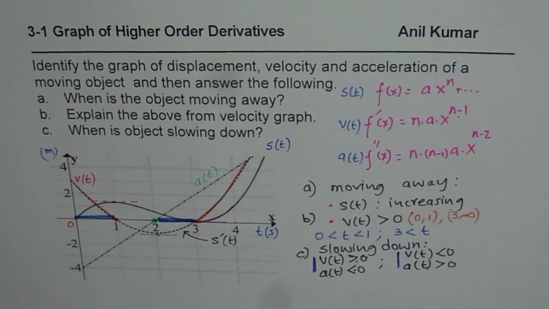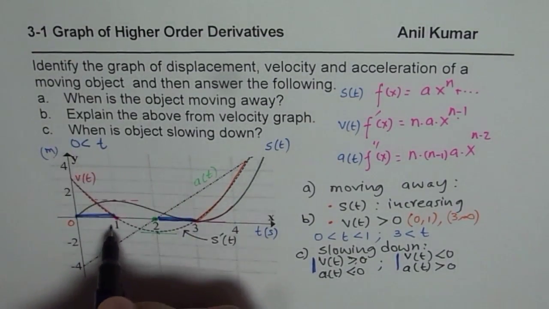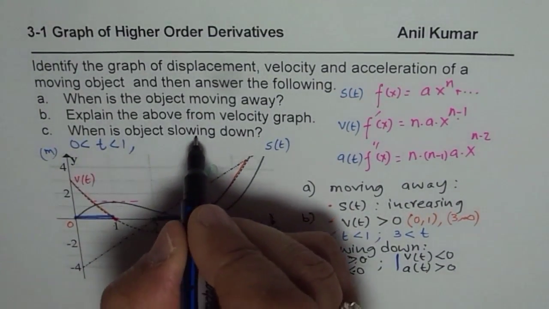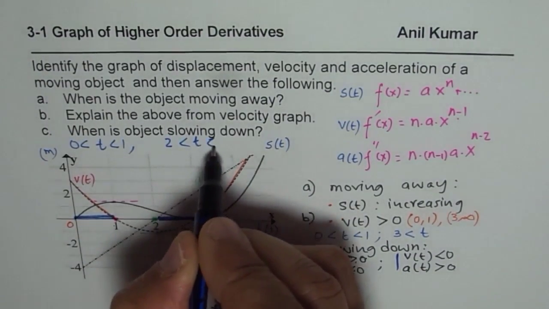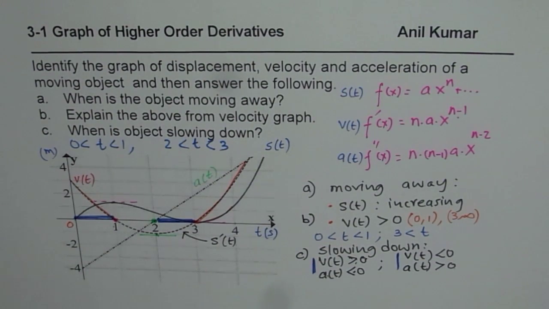So from here we get that the slowing down occurs when t is between 0 and 1, right? And when t is greater than 2 but less than 3, correct? So if the units are given, you should incorporate the units in your example. Here I forgot to write the units, so we'll just give a pass to that. I hope with this example you understand very clearly when the object moves away, when it is coming closer, how velocity can explain that, and how velocity and acceleration can tell you when the object is speeding up and when it is slowing down, right?